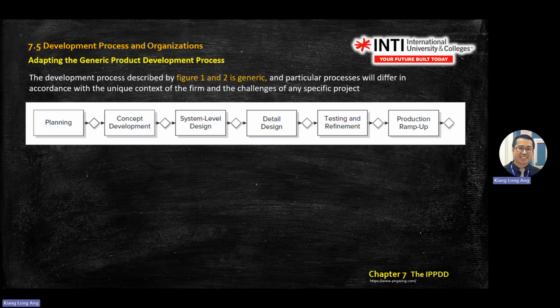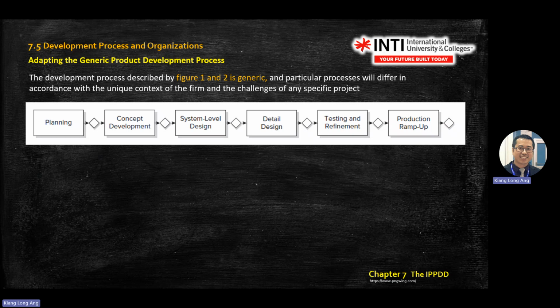Okay. So another one is adapting the generic product development process. Again, you see the generic product development process. It is 1, 2, 3, 4, 5, 6. This diagram, if the question has this one, this is the expected diagram that we expect you to put inside your answer. And this one you should not change. The wording you should not change. The shape of this one also cannot change.